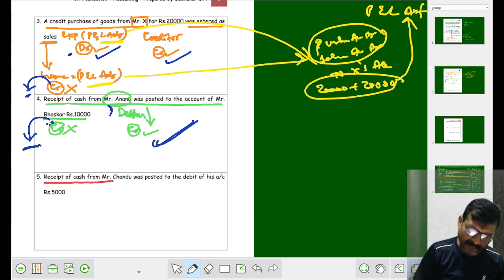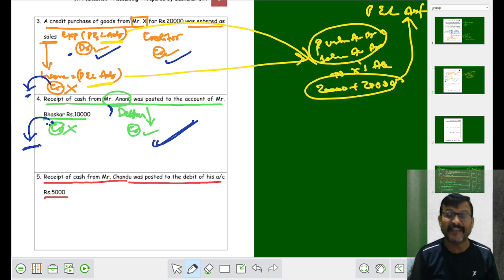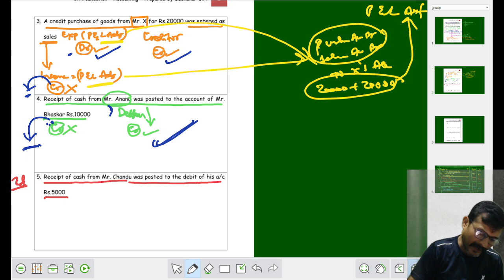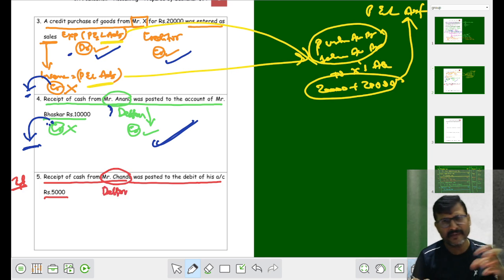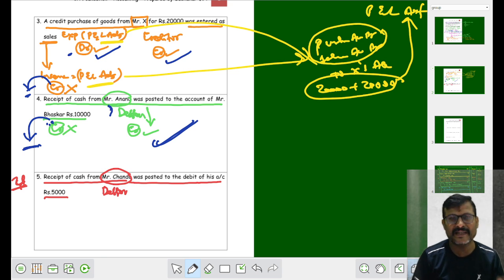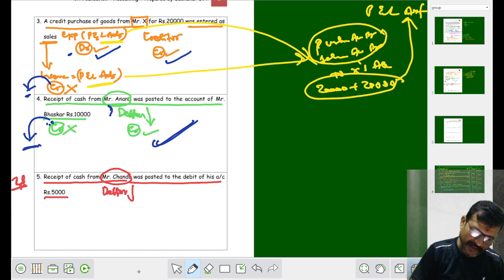Receipt of cash from Mr. Chandu was posted to the debit of his account. Another important entry, see. What happened? When you received cash from Chandu, Chandu is your debtor. Always remember, whenever you receive money from a person, he is nothing but a debtor, then the debtor decreases, the debtor is to be credited as a correct entry. It is to be credited with 5,000 as a correct entry. But what you have done? You have debited to his account. His account means what? Chandu.